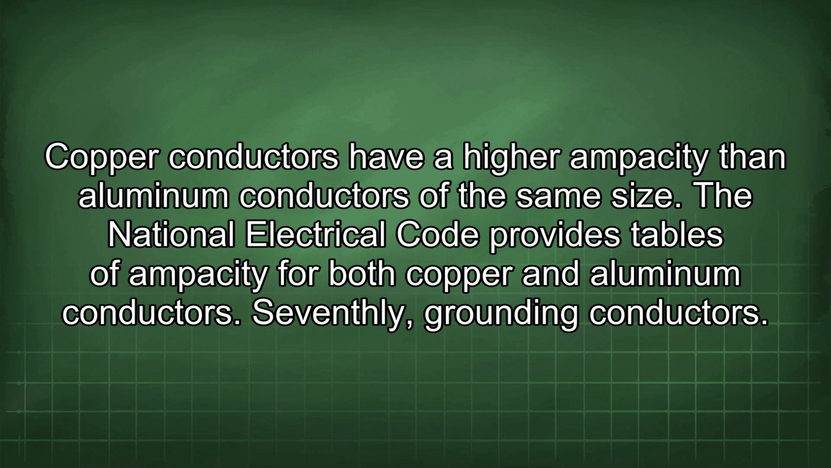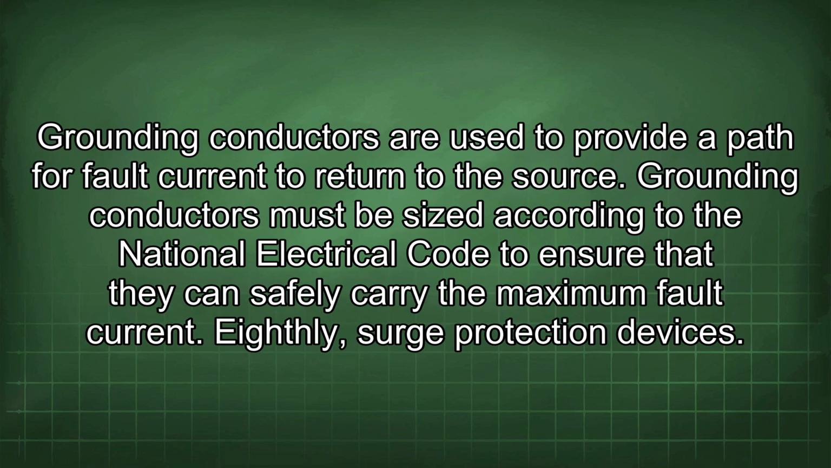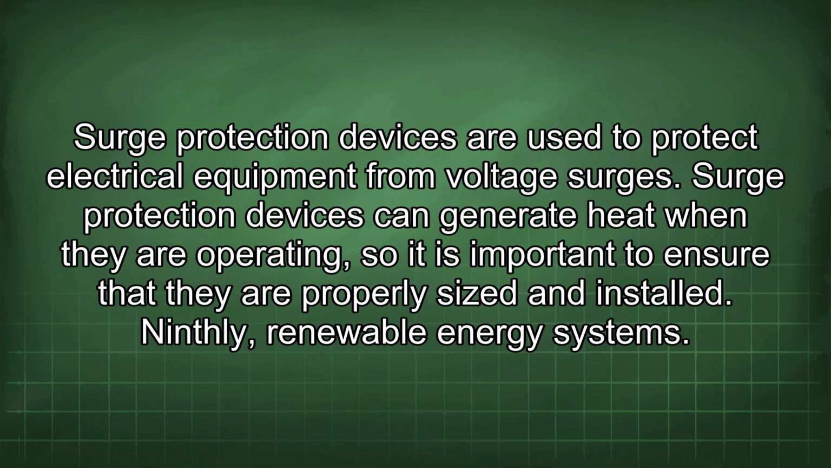Seventhly, grounding conductors. Grounding conductors are used to provide a path for fault current to return to the source. Grounding conductors must be sized according to the National Electrical Code to ensure that they can safely carry the maximum fault current. Eighthly, surge protection devices. Surge protection devices are used to protect electrical equipment from voltage surges. Surge protection devices can generate heat when they are operating, so it is important to ensure that they are properly sized and installed.